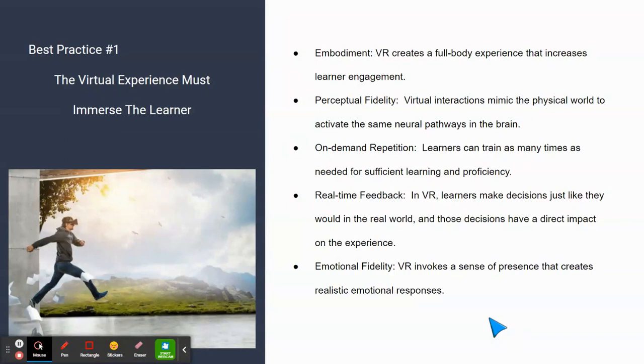The first best practice is the virtual experience must immerse the learner. That means there's embodiment. The VR creates a full body experience that increases learner engagement. So they want to be captured with the actual experience. Perceptual fidelity: the virtual interactions mimic the physical world to activate the same neural pathways in the brain. So the virtual reality has to be consistent with the real world and what they would see in the real world, because any falsenesses will kind of throw them off and make them think, hey, this isn't right.